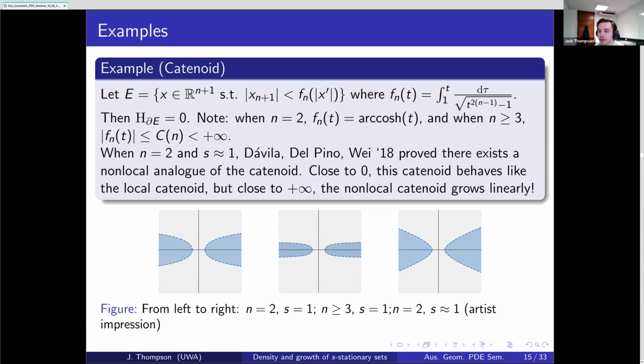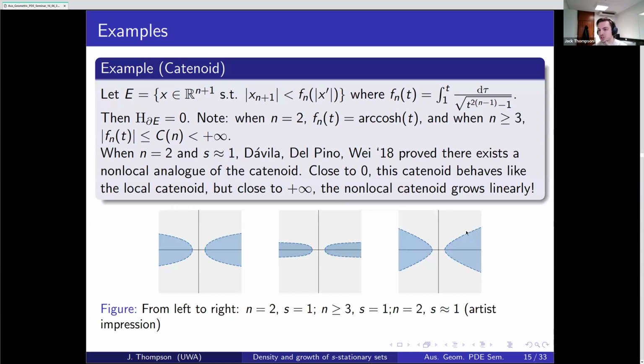Now, for the non-local case, when n equals 2 and s is close to 1, it was proven in 2018 by Davila, Del Pino, and Wei that there's a non-local analog of this. And they were able to show that close to 0, the non-local catenoid behaves like the local one. But at infinity, the non-local catenoid grows linearly. Not like here, where this grows like a logarithm. This one is bounded. The non-local one grows linearly.